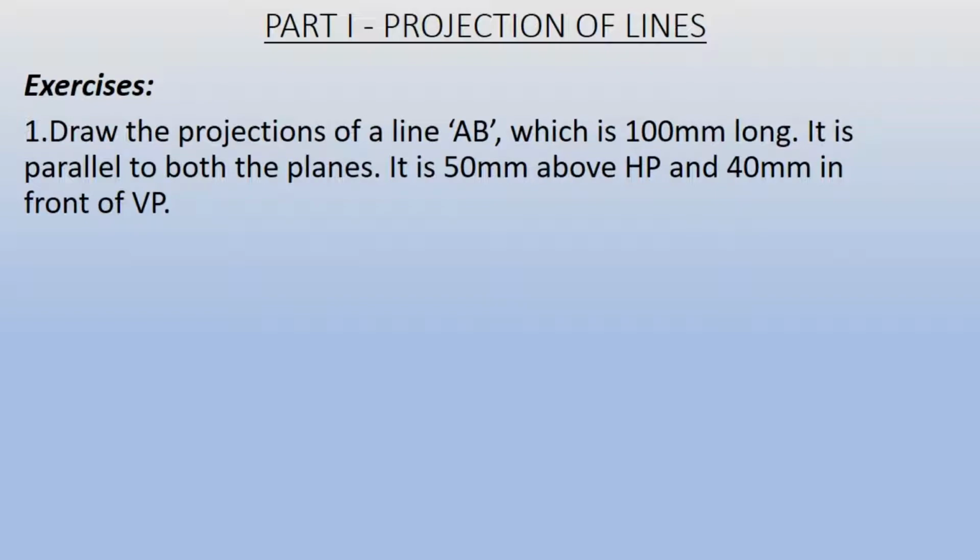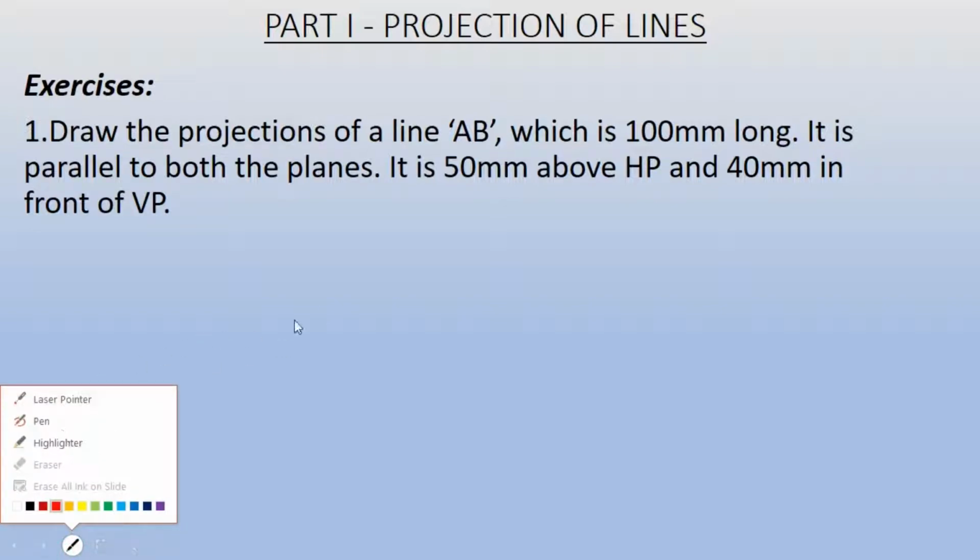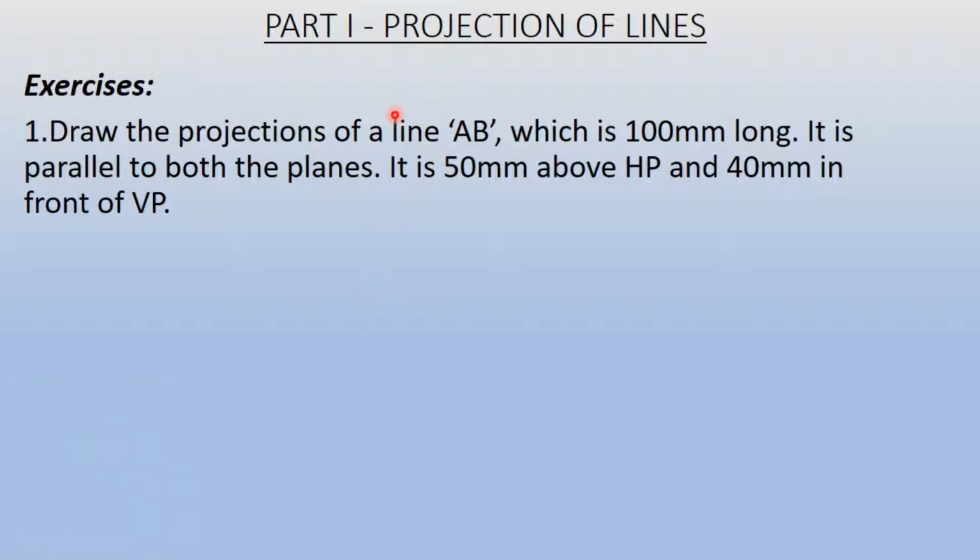So here is your first exercise. Draw the projections of a line AB which is 100 mm long. It is parallel to both the planes. It is 50 mm above HP and 40 mm in front of VP. First I will make some effort to understand this question. See that this is a line AB, which means one end is named A and the other end is named B. It is 100 mm in length. It is parallel to both the planes. This is the important point here. It is 50 mm above HP and 40 mm in front of VP. First we will see its explanation, then I will draw this in the drawing sheet.